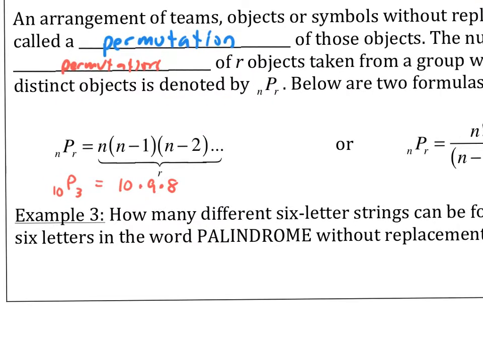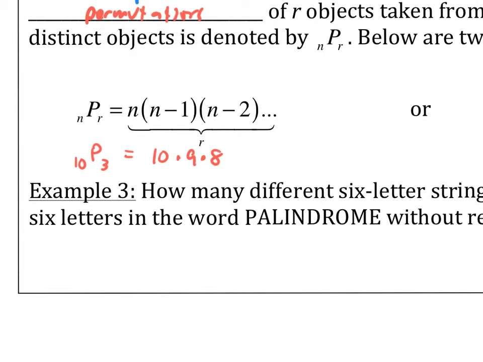What would you write if you were going all the way down? There's 2 ways to write that. 10P10, and that's what we're going to look at the very end, that just simply means 10 factorial. We just go all the way down.